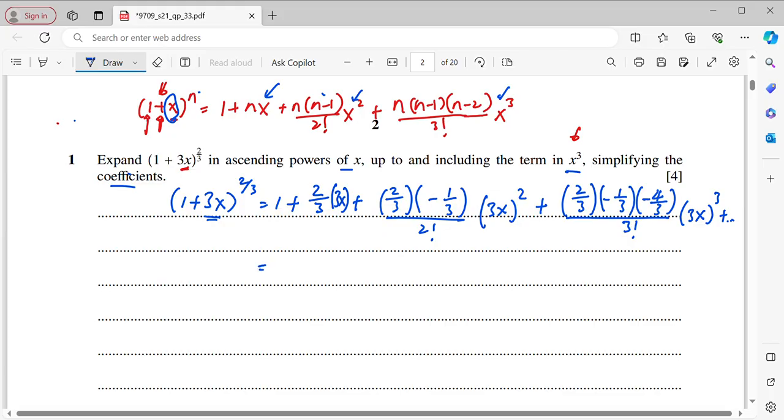Then from here, when you simplify, 2/3 times 3x will be 2x, because the 3 and 1/3 can be cancelled off. Then the next term is going to be negative x squared, and the last term is 4/3 x cubed. So this is the expansion up to x cubed.